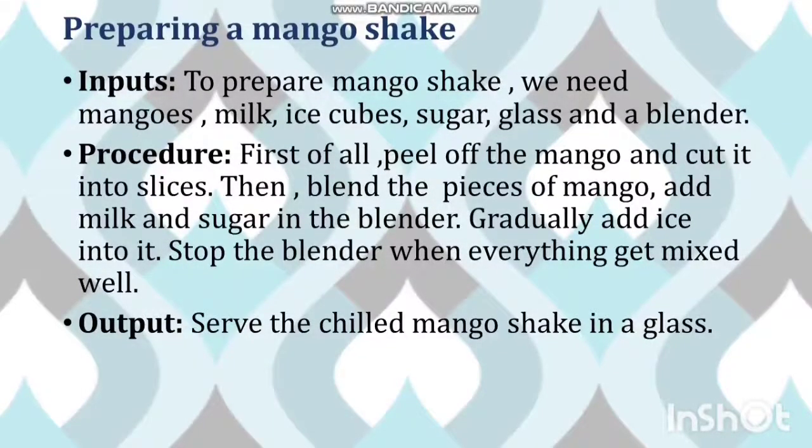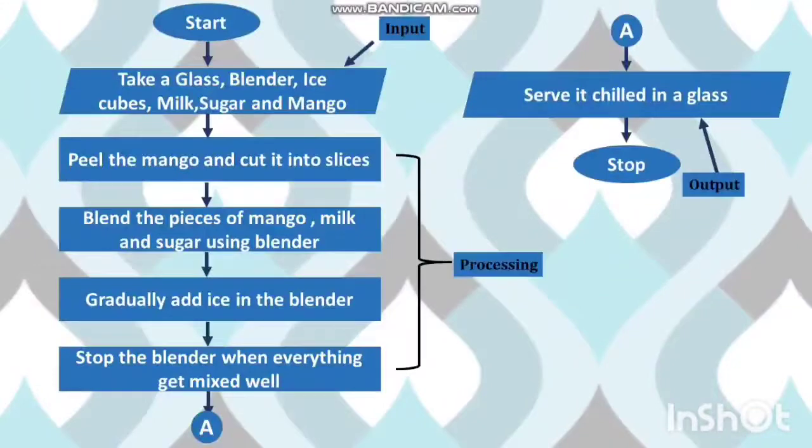So this is the algorithm. We can consider this as the algorithm for preparing a mango shake. Now we are going to represent it in a flow chart. As I said earlier, we start with the oval shape, that is start, and then next is the time when we get the input from the user. Here it is only a mango shake preparation, so there is no problem with it.